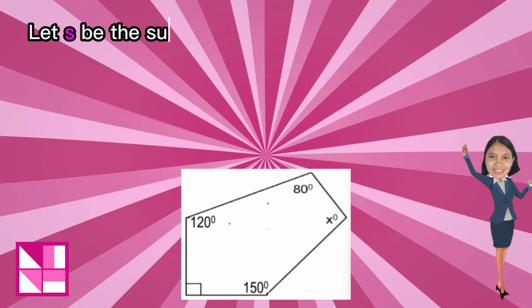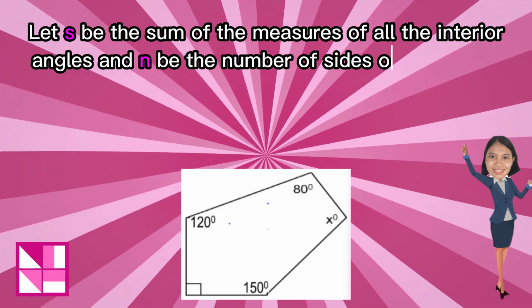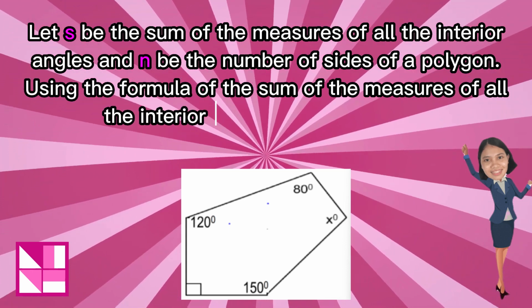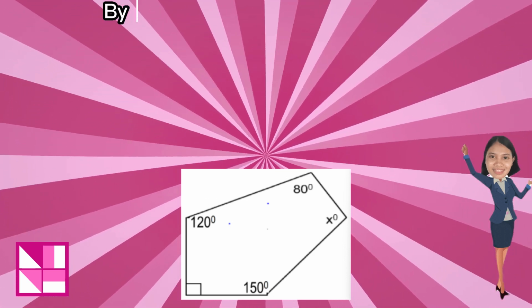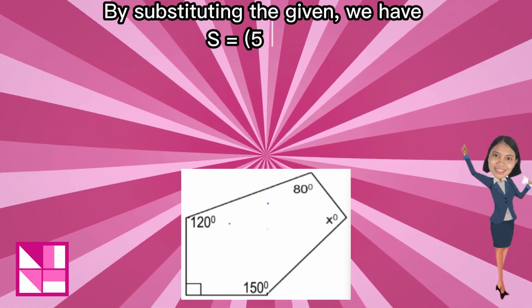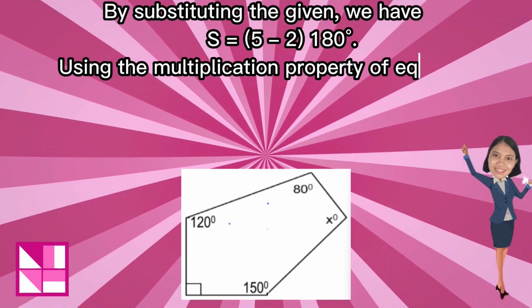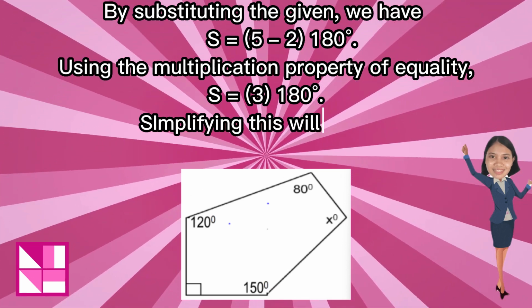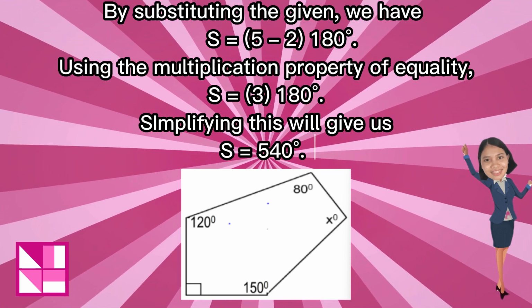Let S be the sum of the measures of all interior angles and N be the number of sides of a polygon. Using the formula for the sum of the measures of all interior angles, S equals the quantity N minus 2 times 180 degrees. By substituting the given, we have S equals the quantity 5 minus 2 times 180 degrees. Using the multiplication property of equality, we now have S equals 3 times 180 degrees. Simplifying this will give us S equals 540 degrees.